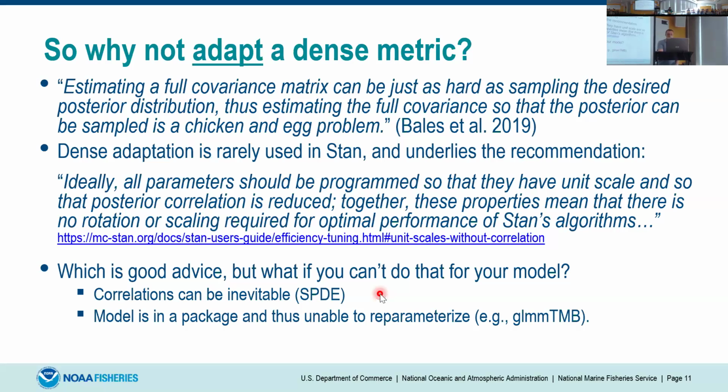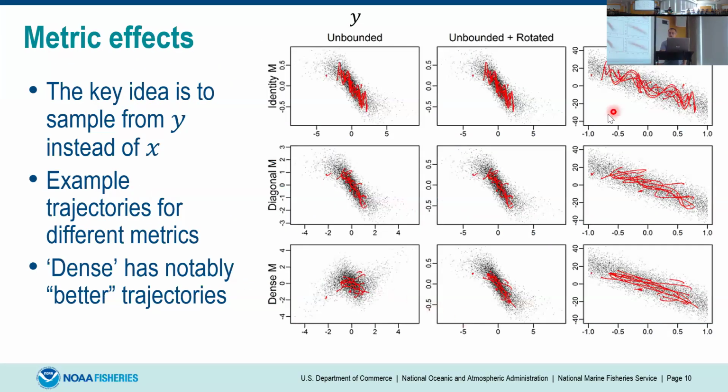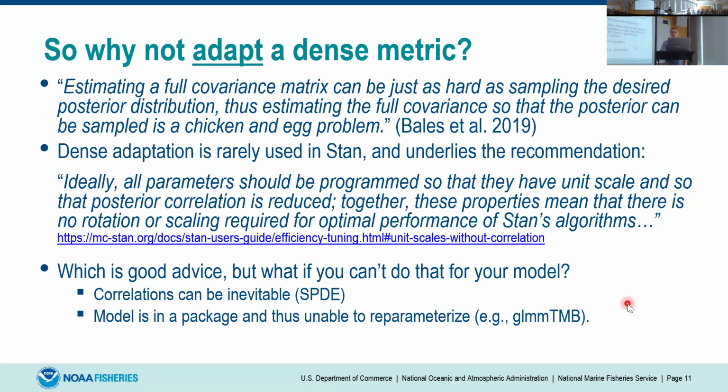And this is why: because this is harder to sample from than this. So try to get rid of the correlations in your model. That's really good advice, and we should all do that if possible. But we just can't do that.